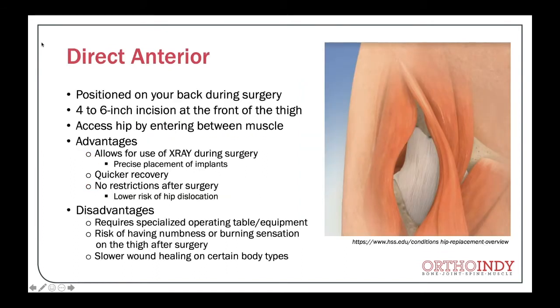So with the direct anterior approach, the patient is positioned on their back on a specialized operating table in the OR. I typically make a 4 to 6 inch incision at the front of the hip, or generally speaking, at the front of the thigh. This incision typically starts just below the pelvic bone and extends toward the top of the thigh. With this approach, you're able to access the hip joint by moving muscles aside along their natural tissue planes and without splitting muscle or detaching any tendons.